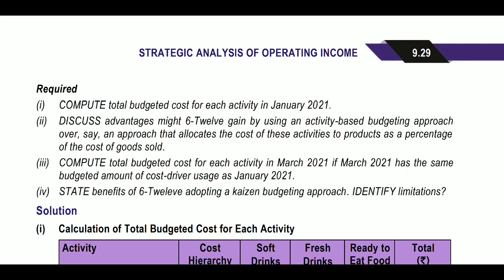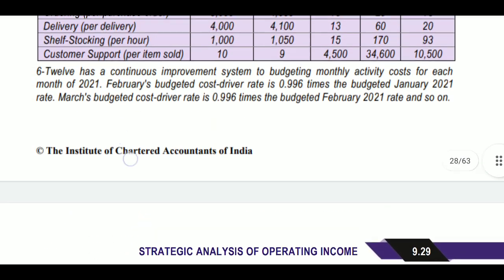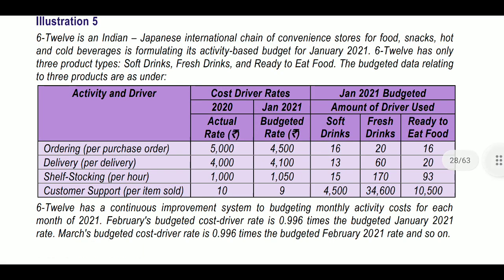Next, state the benefits of adopting the Kaizen budgeting approach. If you adopt the Kaizen budgeting approach, what is the benefit, and we will identify the limitations. So we need to calculate the budget for January month and March month, and we will provide the limitations and the advantages we have.